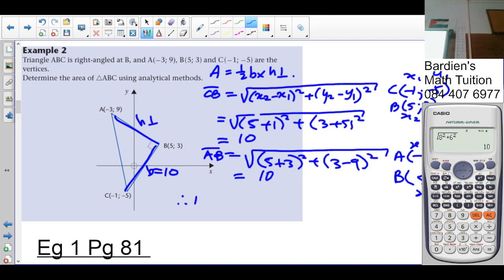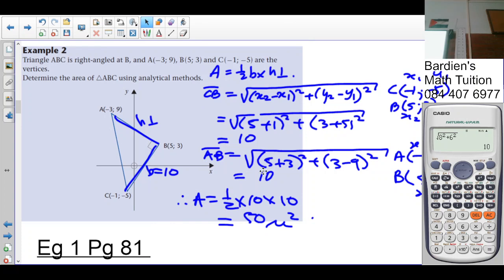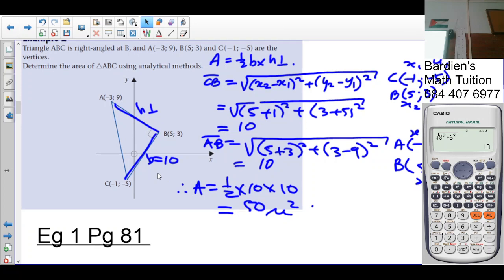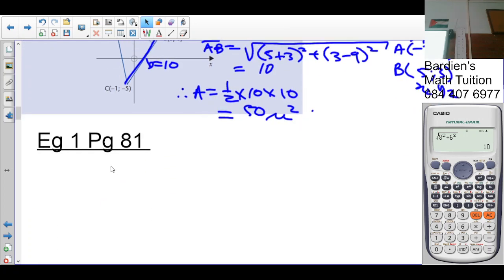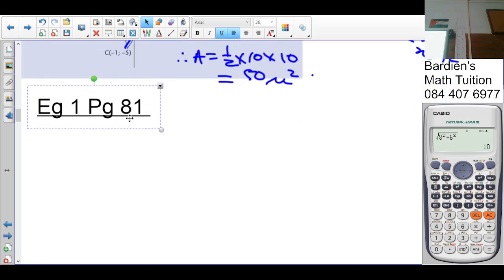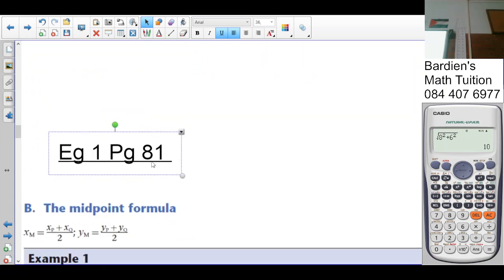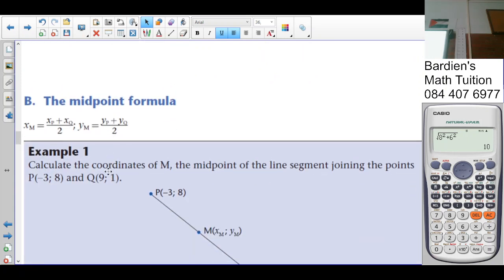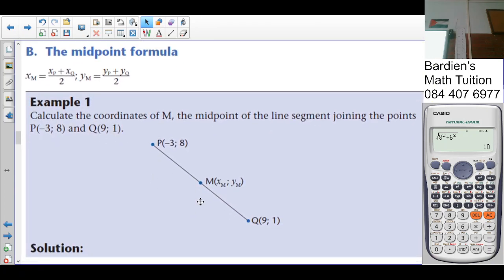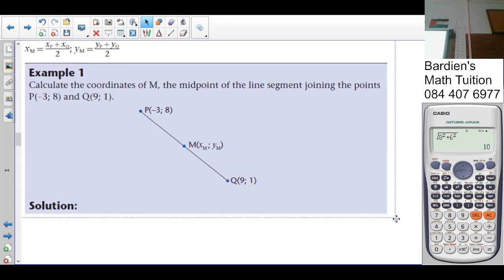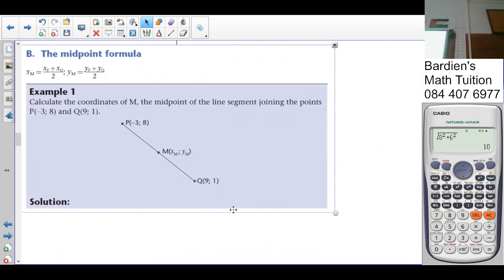So therefore the area is equal to half my base, which is 10, times my perpendicular height, which is also 10, which is 50 units squared. Is that correct? Somebody just follow there to make sure that we're on the right track. Okay. Yes, sir. Okay, so let's look at example 3, the midpoint formula. The midpoint formula, that's example 1 on page 82.